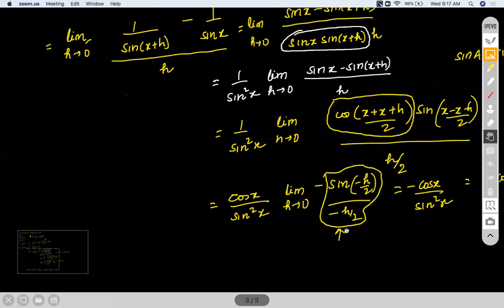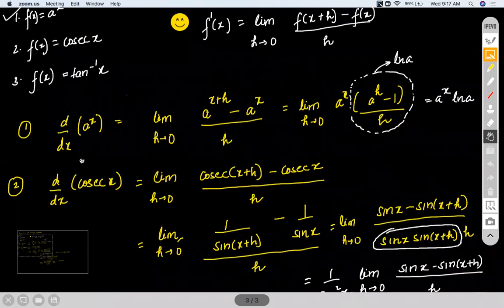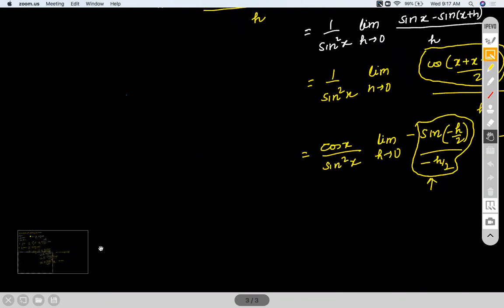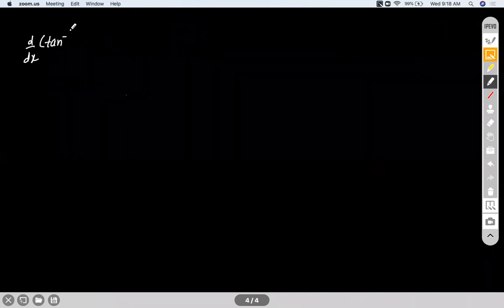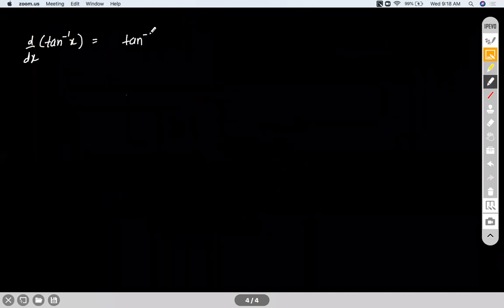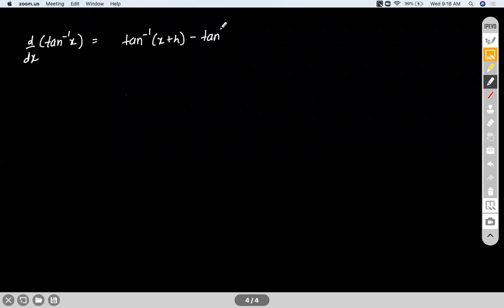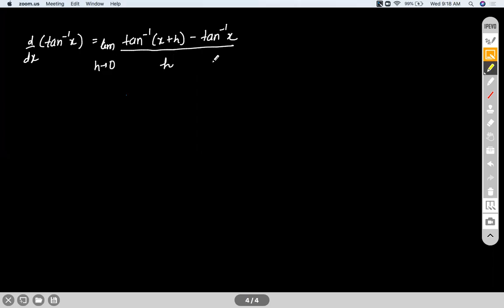For the last one, I'm going to help you out because it involves inverse trig functions and you haven't been introduced to them before. So let me move on to the next page. When you're finding the derivative of an inverse trig function by first principles, you would write the formula: (tan inverse of x plus h minus tan inverse of x) by h, limit h tending to 0. But my problem is, I don't know what tan inverse A minus tan inverse B is.